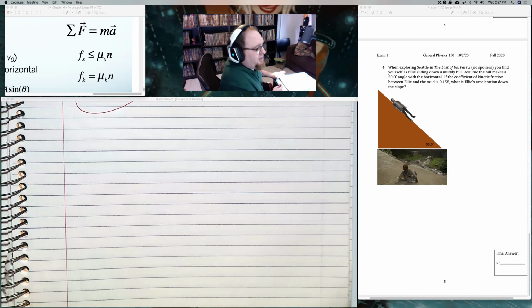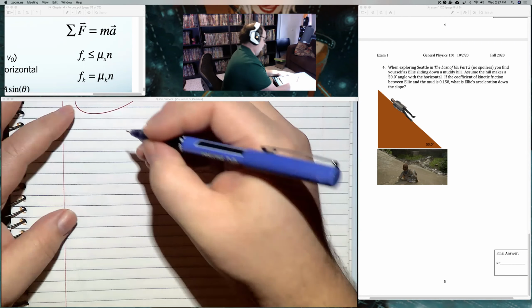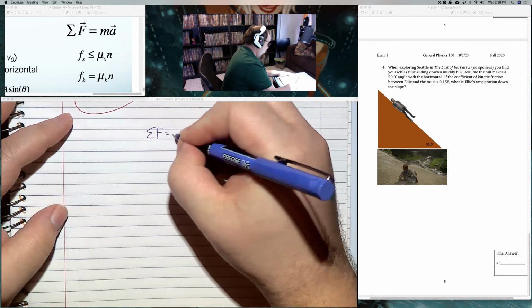And it says, when exploring Seattle in Last of Us Part 2, you find yourself as Ellie sliding down a muddy hill, assuming the hill makes a 50-degree angle. If the coefficient of kinetic friction between Ellie and the mud is that, what's the acceleration down the slope? Okay. Well, it's a force problem. So we know we're going to use F equals ma.